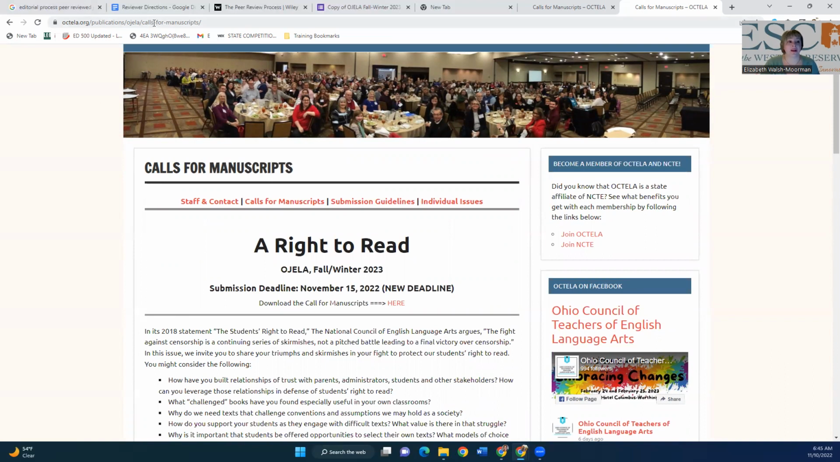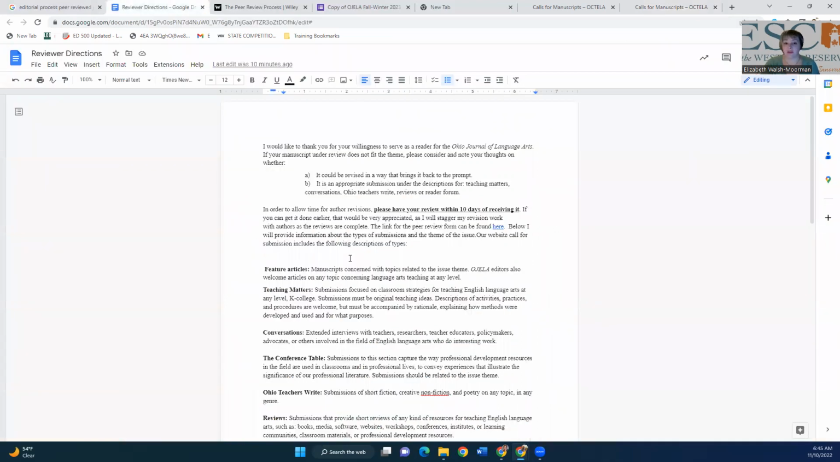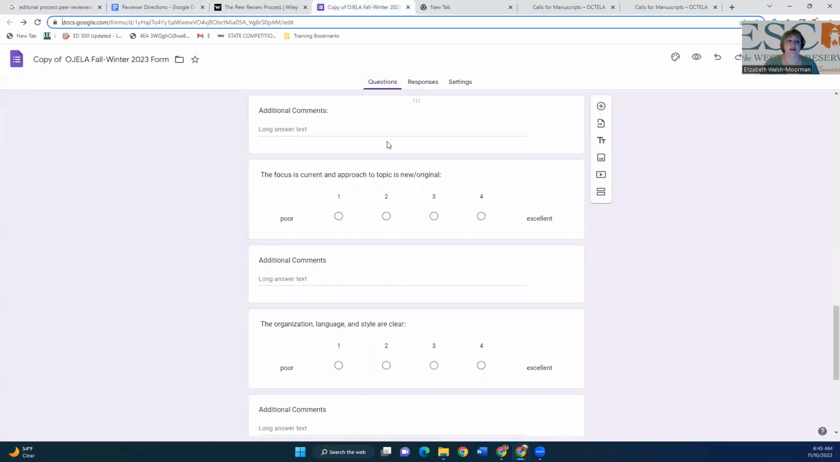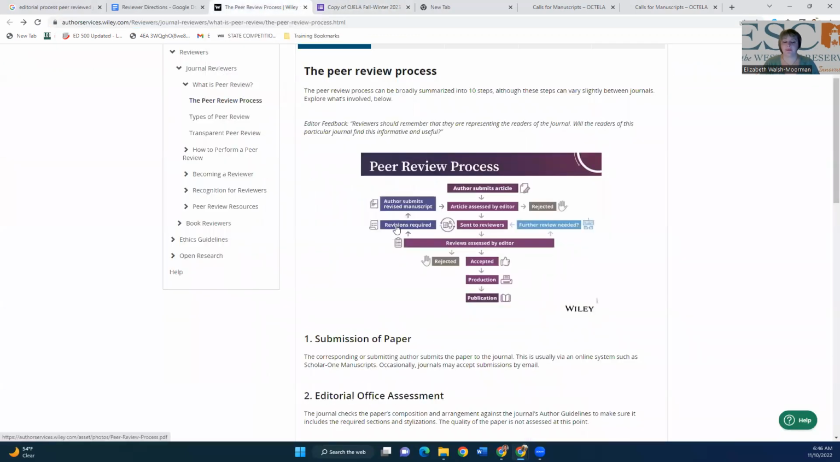Then in the directions, you'll get directions from me. They look something like this, and linked into the directions you're going to find a peer reviewer form.